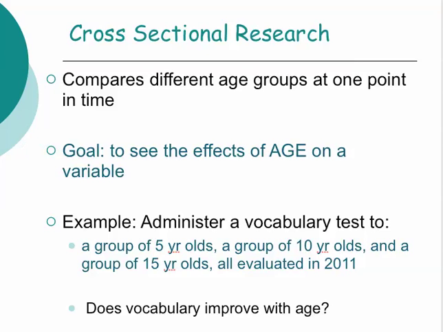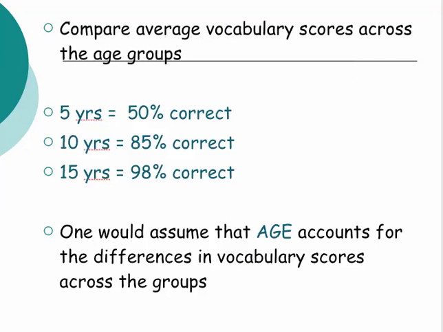For example, if you want to know if vocabulary improves with age, you might administer a vocabulary test to a group of 5-year-olds, a group of 10-year-olds, and a group of 15-year-olds, all evaluated during the same year. Next, you would compare the average vocabulary scores across the age groups.